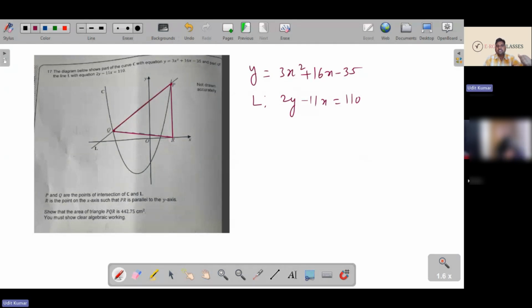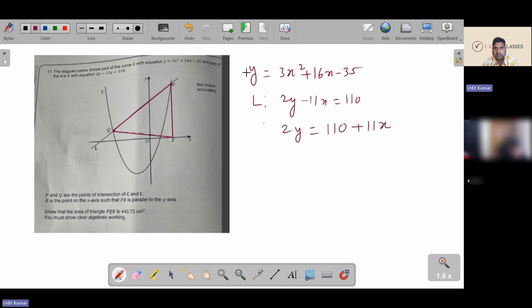The first thing that I need is these three coordinates to find the area. If I know these three coordinates, I can easily use the formula and find the area. So my first step is to find points P and Q. This will be like solving a quadratic simultaneous equation. So from here, I can say that 2y equals 110 plus 11x.